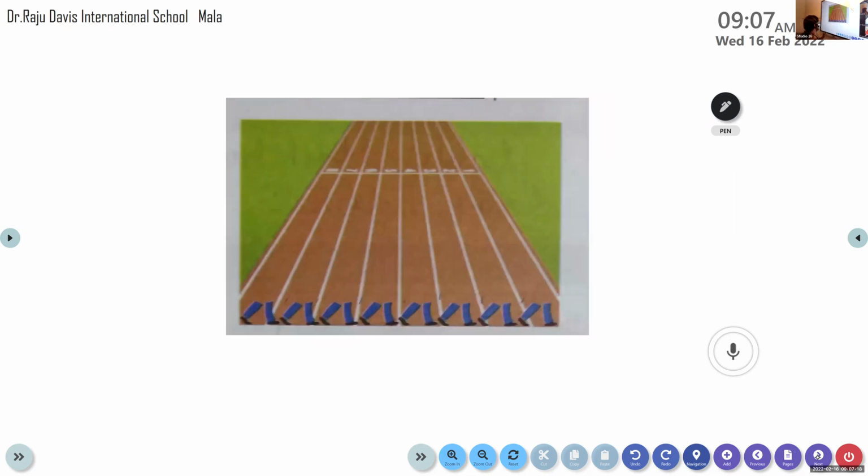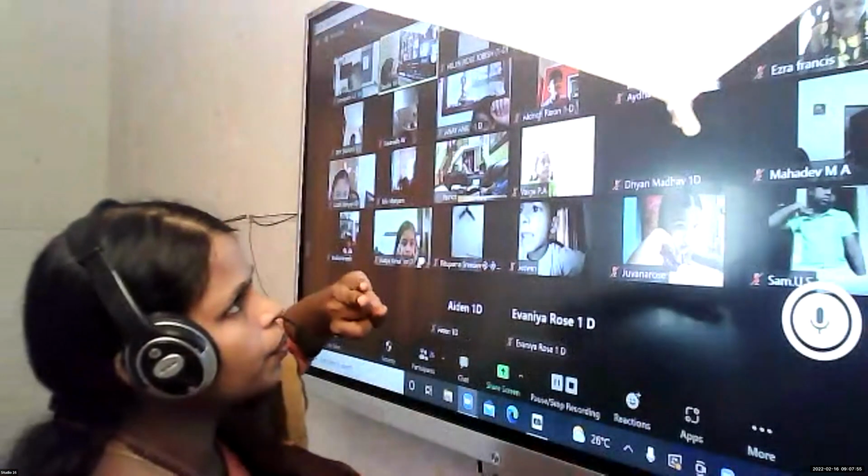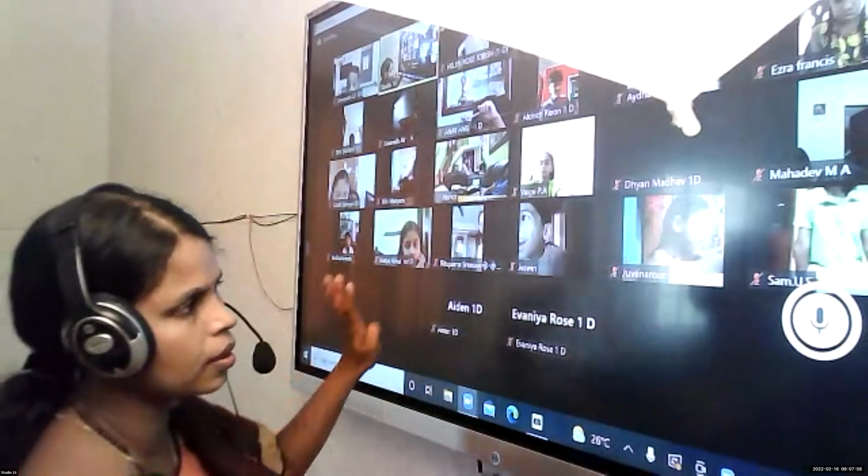You can see one measurement using pace. See the length of the track. Let's count how many paces. 1, 2, 3, 4, 5, 6, 7, 8. So we can say 8 paces. Okay, 8 paces. So these are the 4 non-standard units of measurements. This we already wrote in the notebook: hand span, cubit, foot and pace.